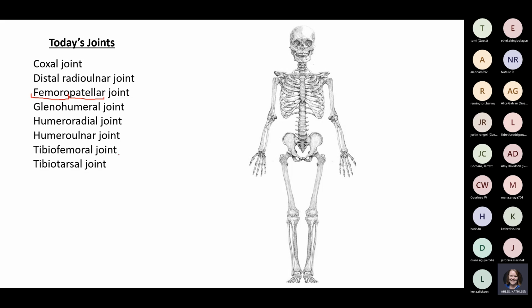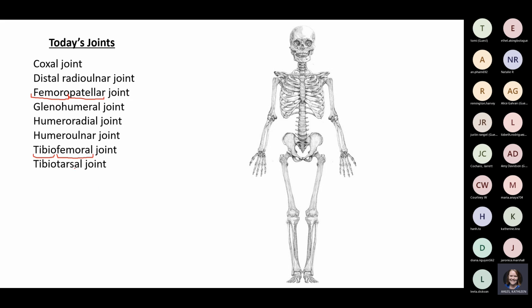So for example, when we look at this joint right here that's called the femoropatellar joint, I can see that the two bones at this joint are the femur and the patella. Or if I go down here, we've got the tibiofemoral joint. That's the tibia and the femur. So most of the joints in the body get their name from the two bones that come together at a place.